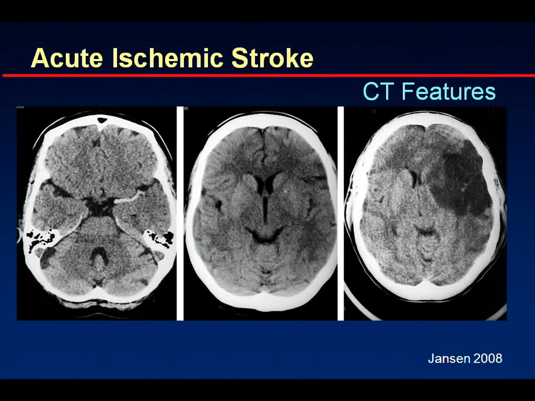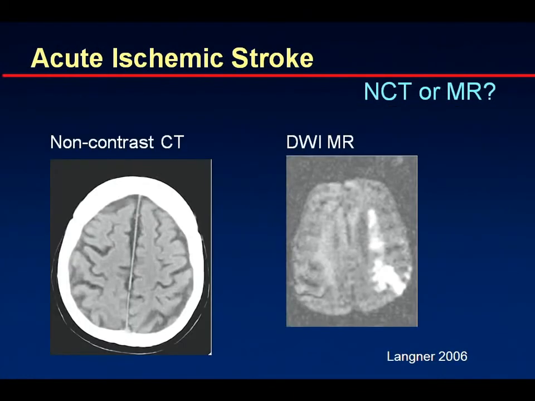What helps, however, is if you turn down the window really dramatically to a very, very narrow window setting, that helps you identify these early changes. And then if there's already a manifest infarct, you just see this large hypodense area. Now, non-contrast CT or MR, the answer is very simple. If you have this choice, MR is the way to go.